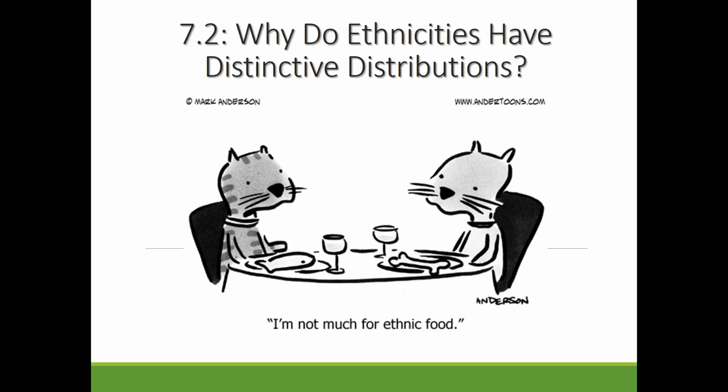So in 7.1, we learned a lot about the difference between ethnicity, race, nationality, and some other little things in between as well. So in 7.2, you see the key question: why do ethnicities have distinct distributions? What we're going to do is look at a few case studies in history and see why certain ethnicities have migrated to certain areas. You'll see some overlap here with what we talked about in chapter 3.